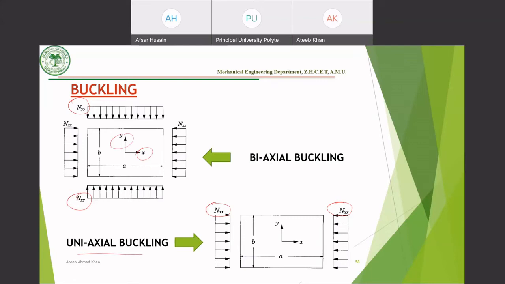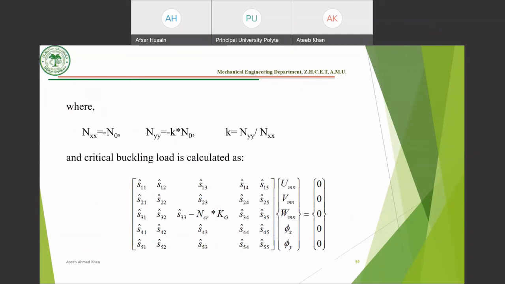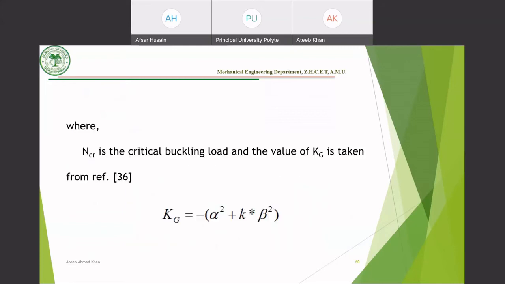Okay, and since the plate is in the XY direction, the deformation will be in the Z direction, because for buckling it has to be out of plane deformation. Now this is how I have calculated this buckling load with the help of this equation. Again, this is an eigenvalue problem where I have calculated the eigenvalues in order to get the critical buckling load. And this value of kg is taken from reference number 36. And this is the value of kg where alpha and beta are n pi by a, m pi by a and n pi by b.